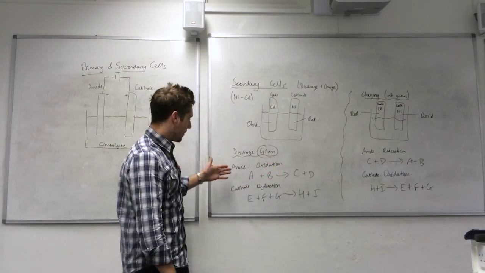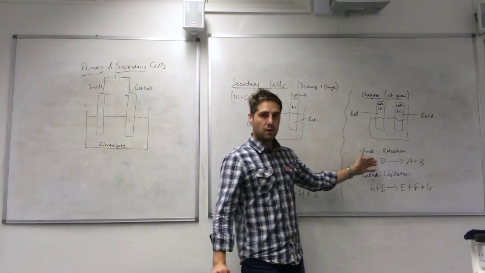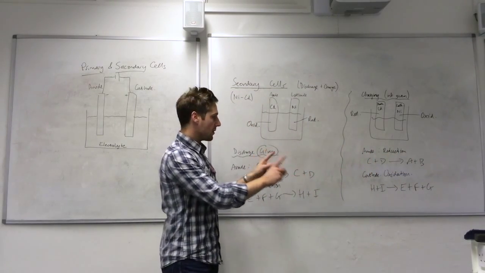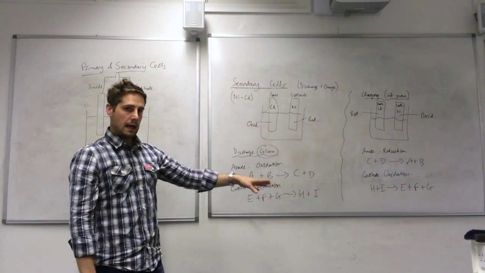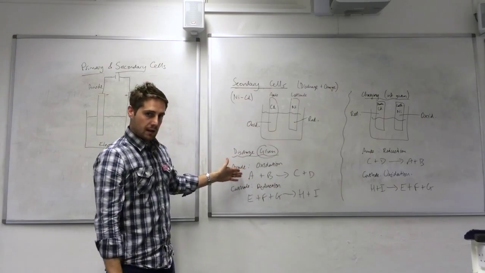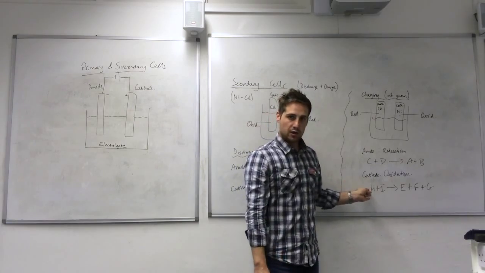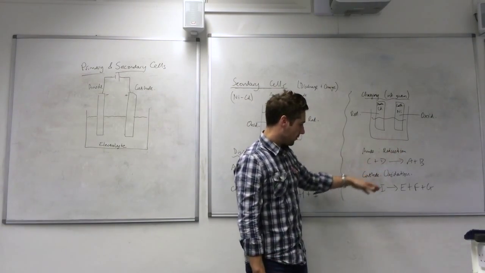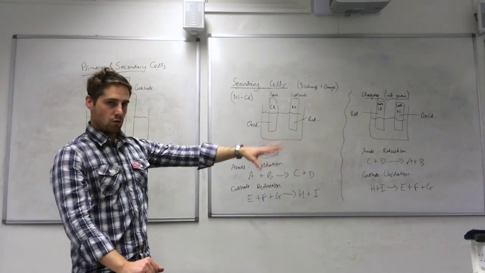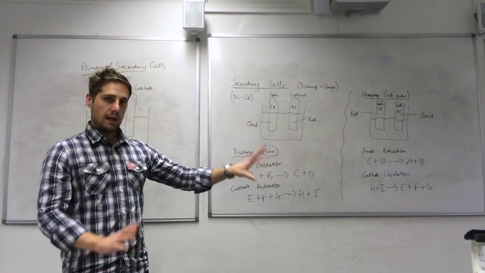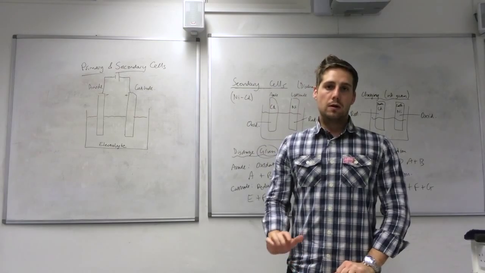Notice that the chemicals at the anode involved in this first reaction are still involved here, but the reaction is reversed. So it's not the case that this is reversed and then goes down here to the cathode, and the same with the cathode reactants. The cathode reactants are E, F, G, H and I. So they're all the same chemicals at the same electrodes. And that's our example of secondary cells.